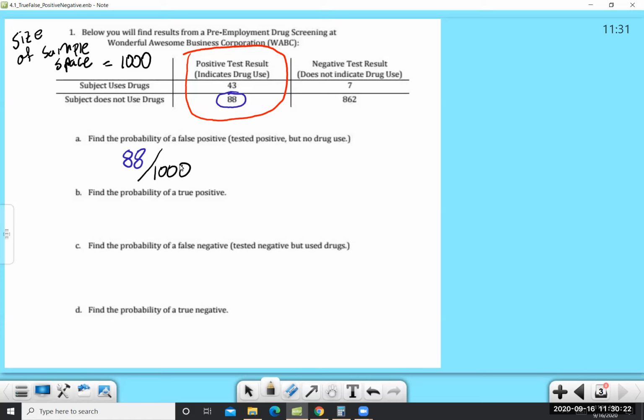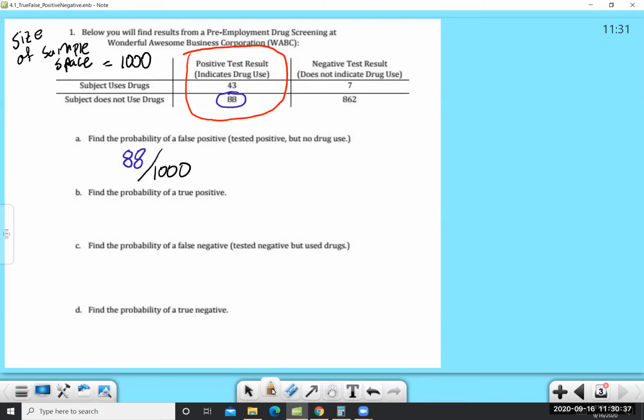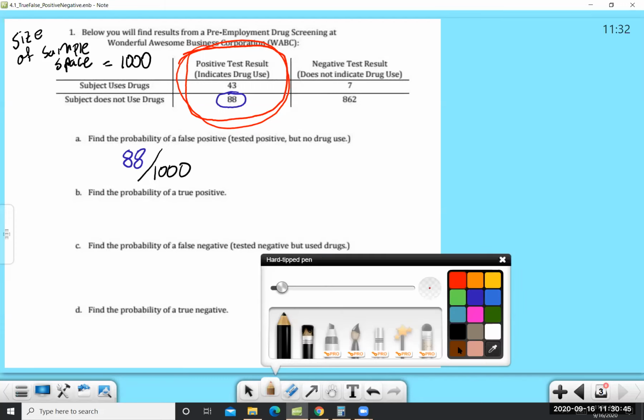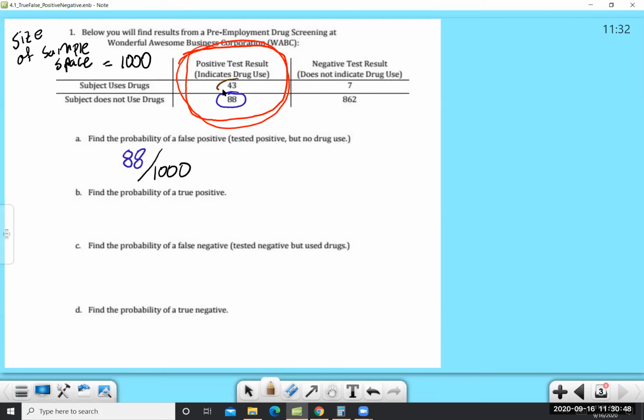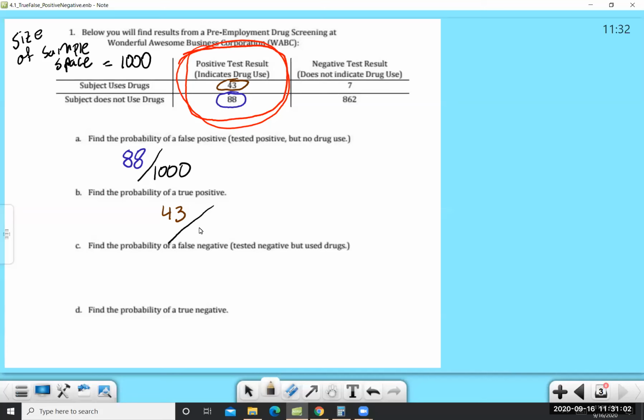And how about the probability of a true positive? How many people actually tested positive and that was true? That's going to be these people here. They still had a positive test result, but in particular, I'm looking for people whose result was true. Those people actually did have drugs in their system, whatever that drug was. This is a positive that is true because the subject does use drugs. So that is a true positive. That is 43 people who tested positive and had drugs in their system, out of 1,000.